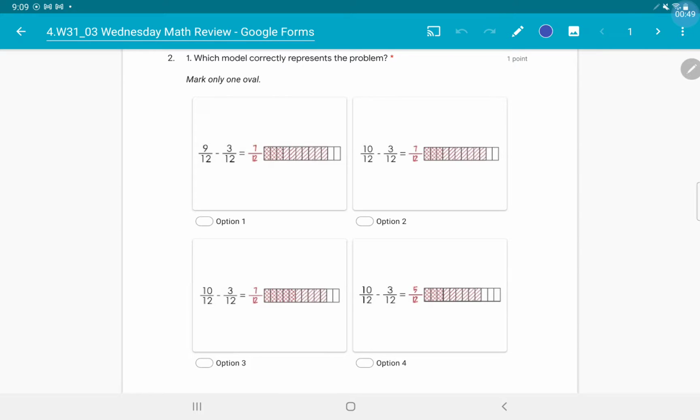Option 2, 10 twelfths minus 3 twelfths equals 7 twelfths. Denominator's the same, it'll stay 12. So we'll subtract the numerator. 10 minus 3 equals 7, that's true. And if we look there, we started with 10 shaded. 3 are marked out, so that leaves 7. Option 2 is the correct answer. Good job, Rayleigh.